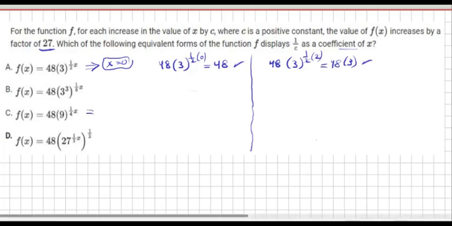But let's check letter C. So we replace x with 0, and then we replace x with 4, because 4 here is representing c.